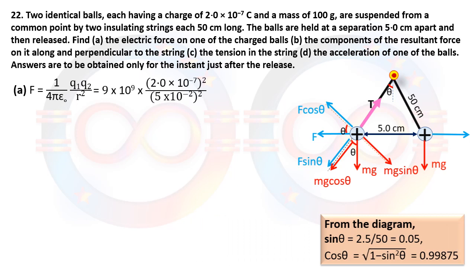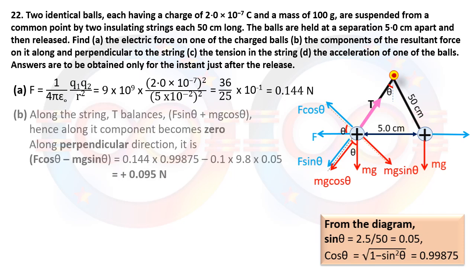Now A part is there, we will be using Coulomb's law. Put the value of charges, 1 by 4 pi epsilon naught, and distance. Because it is given in centimeters, we must change it into meters, 5 into 10 raised to minus 2 meter. Calculate, it will be 0.144 Newton. So that is the repulsive force between these two charged particles when they are separated at a distance of 5 centimeter.